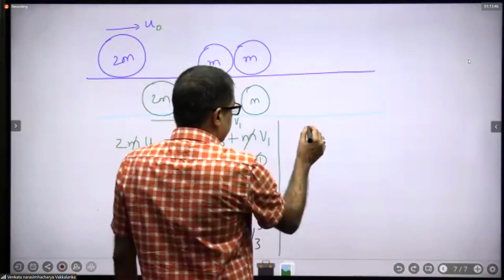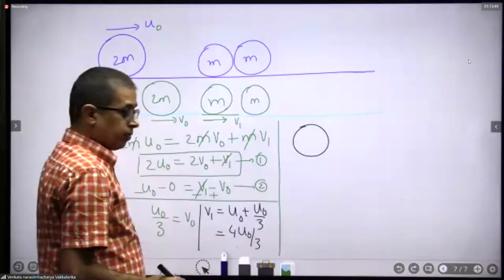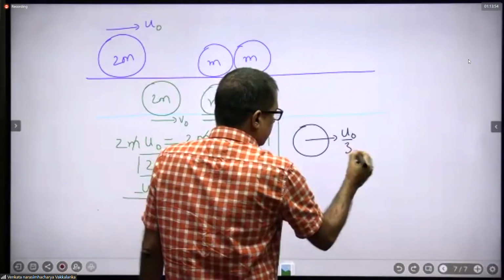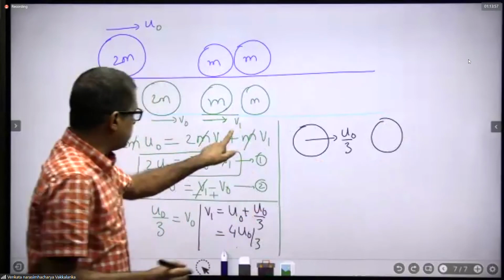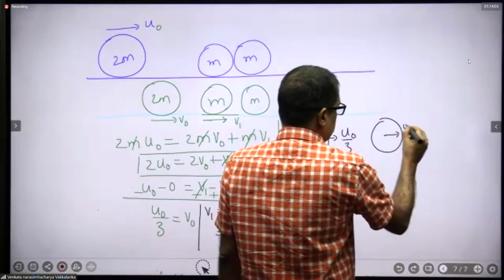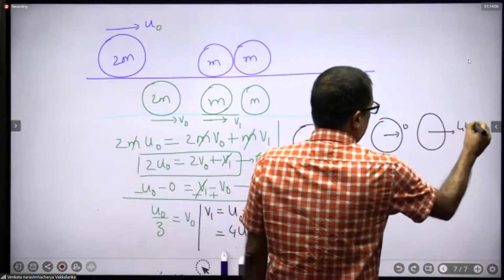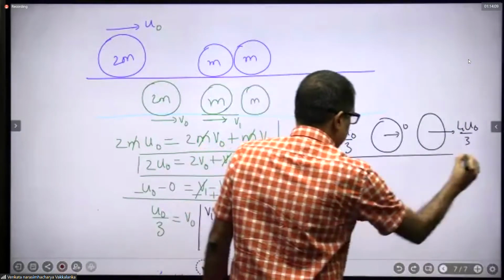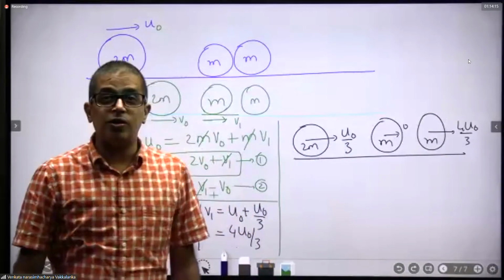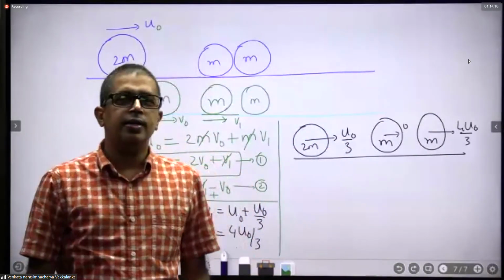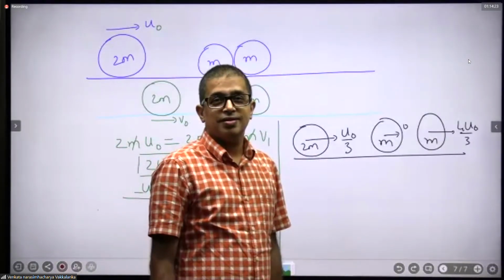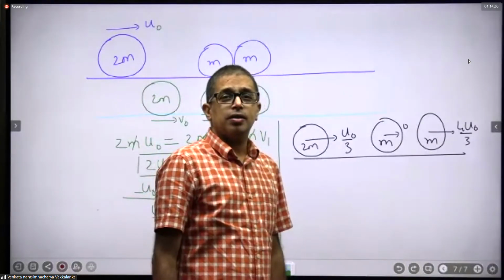Right? Listen. 2m, what velocity are you giving now? 2m you are giving u naught by 3. This m and this m, v1 is 4u by 3. They'll interchange their velocity. So this will be 0 and this will be 4u naught by 3. This was the first option that we gave, which 99% of the students have opted for. It's wrong.